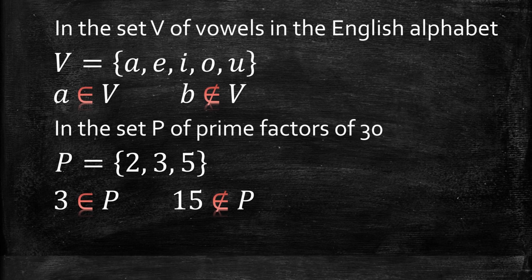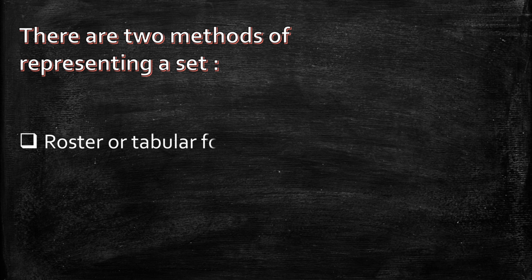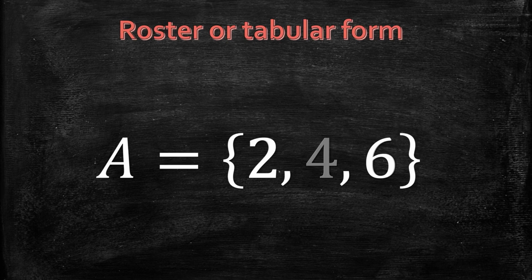There are 2 methods of representing a set: roster or tabular form, and set builder form. In roster form, all the elements of a set are listed, the elements being separated by commas and enclosed within braces. For example, the set of all even positive integers less than 7 is described in roster form as {2, 4, 6}.